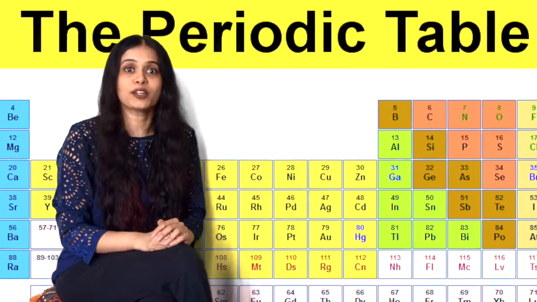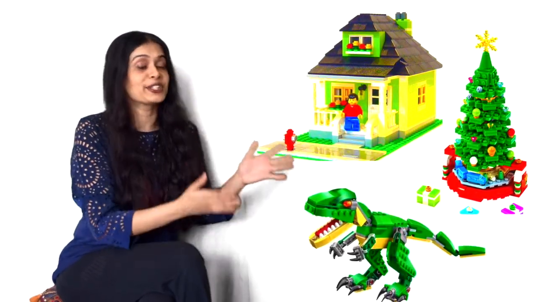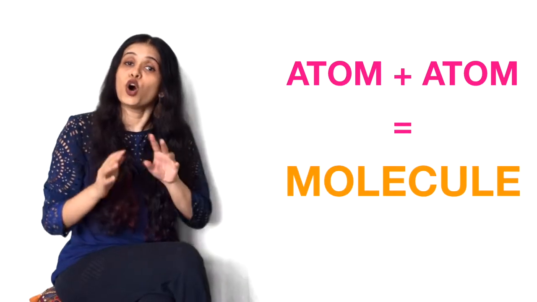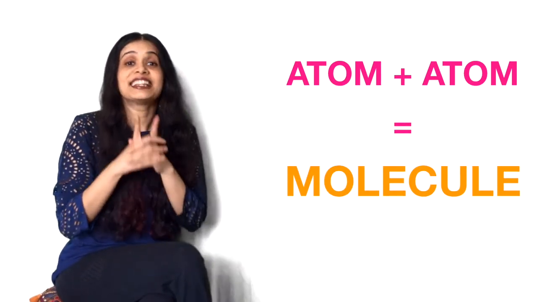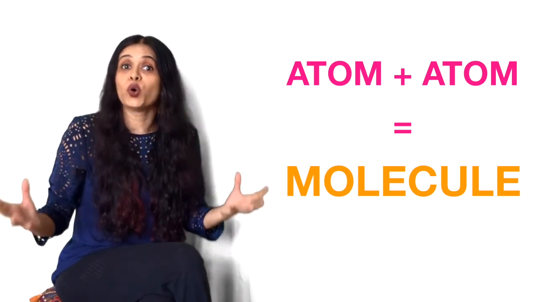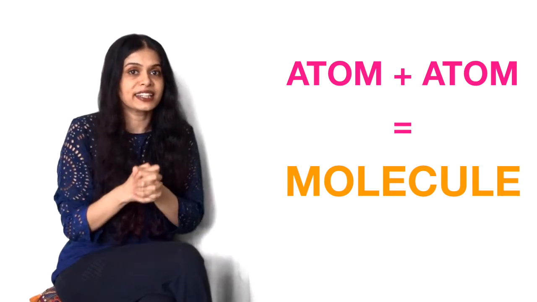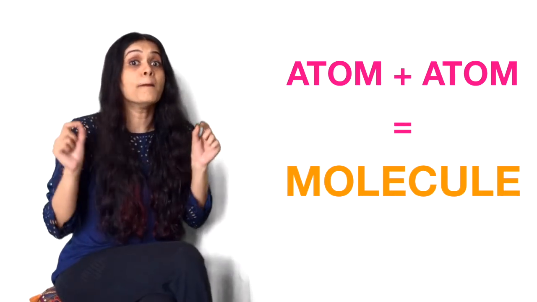Now we will see what molecules are. So let's go back to the Lego bricks. When you take the Lego bricks and you combine them, you get different things. Like here, there is a house, there's a dinosaur, and there is a Christmas tree. उसी तरह we will combine atoms together. And when we combine atoms, two or more than two atoms together, that is called a molecule. फिर से बता रही हूँ कि दो या दो से ज़्यादा atoms को अगर हम जोड़ दे, combine कर दे, that is called a molecule.